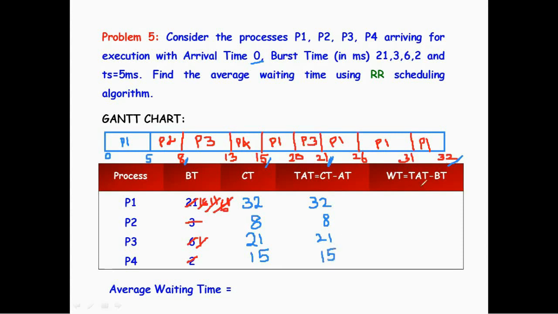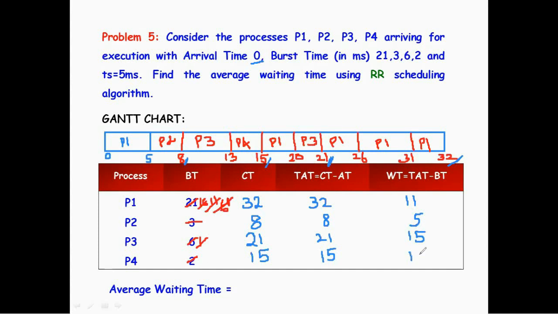Waiting time is equal to turnaround time minus burst time. The waiting time for P1 is 32 minus 21, which will be 11. Then waiting time for P2 is 8 minus 3, which is equal to 5. Then for P3, 21 minus 6 is 15. Then for P4, 15 minus 2 is equal to 13.